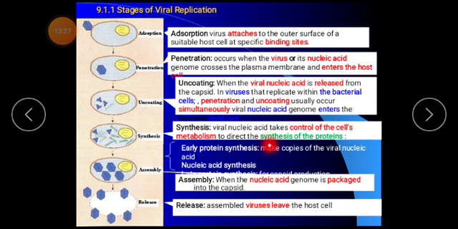So the viral replication is over. This is what we call the stages of viral replication: adsorption, penetration, uncoating, synthesis, assembly, and release. I think we have heard more about this. So let us see what is next.